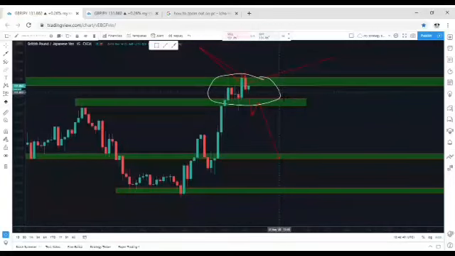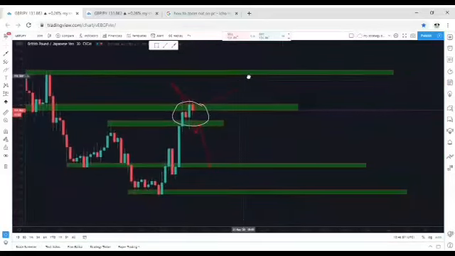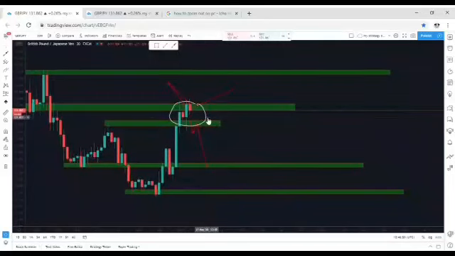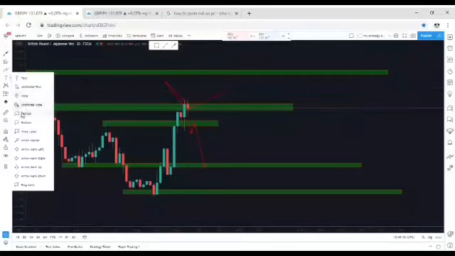Me, I used to use the 30 minutes and the 15 minutes mostly for my entry and confirmations. Right now, my target is that I'm waiting for this zone to break. Let me just put it there.